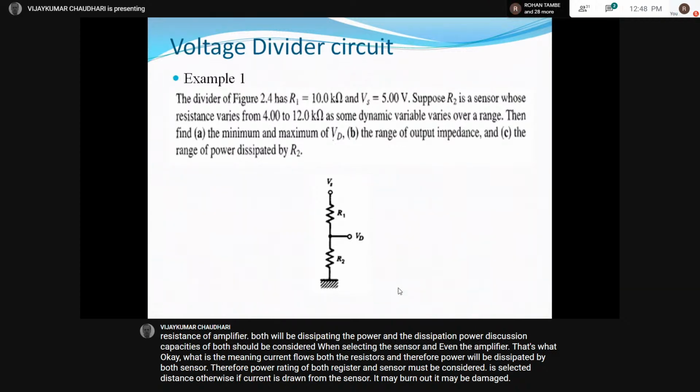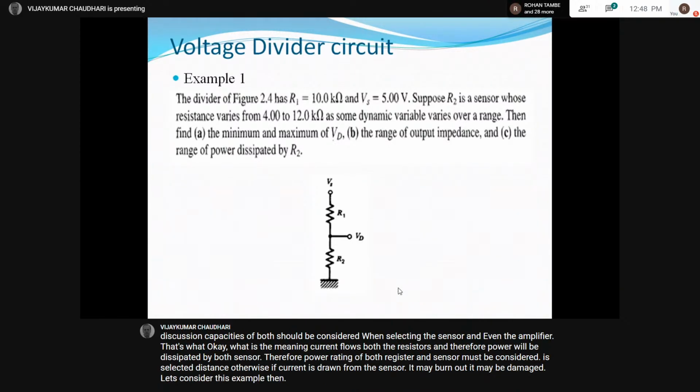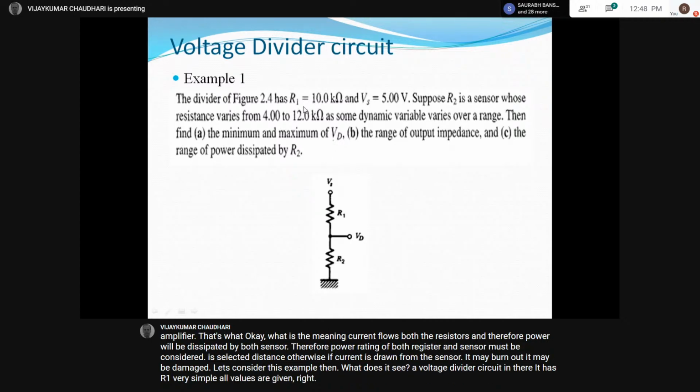Let's consider this example then. What does it say? A voltage divider circuit is there. It has R1. Very simple, all values are given, right? R1 is 10K. Source voltage is given as 5. So R1 is 10K. Vs is 5.